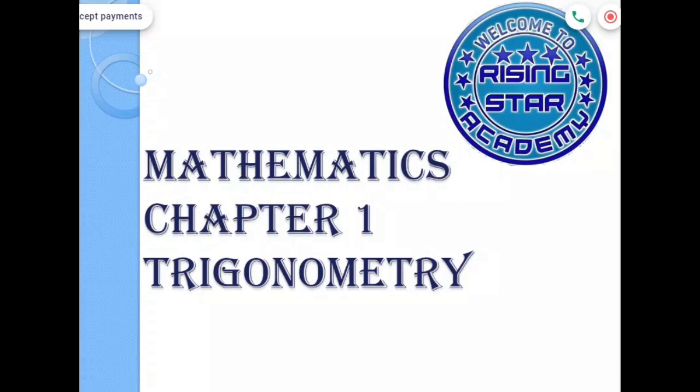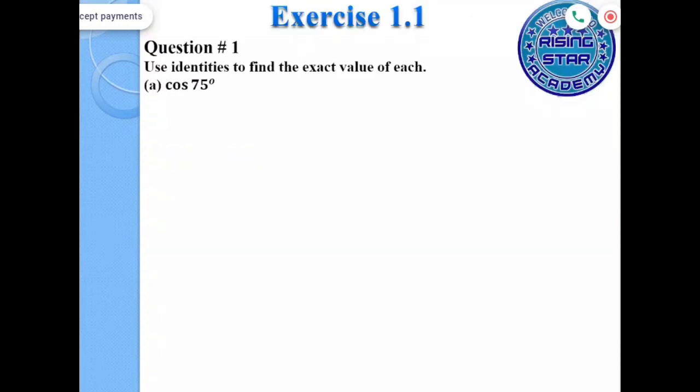Today we are going to start mathematics chapter number 1, that is trigonometry. We will start from exercise 1.1, question number 1. So let's move to the question. In question number 1, it says to use identities to find the exact value of each. Okay, so I would write the identity and then we will solve it.